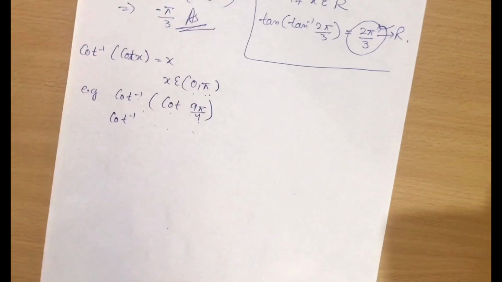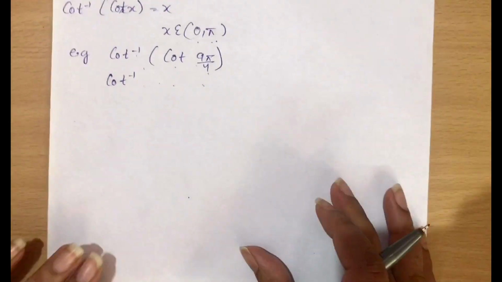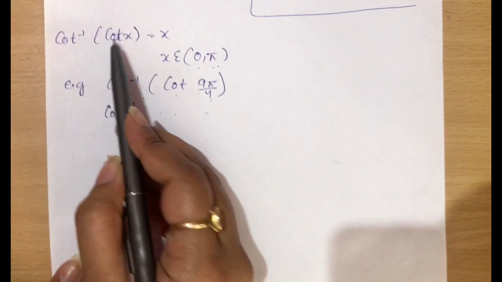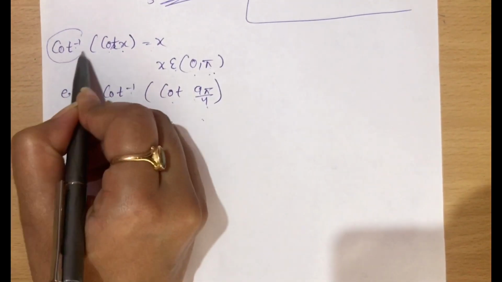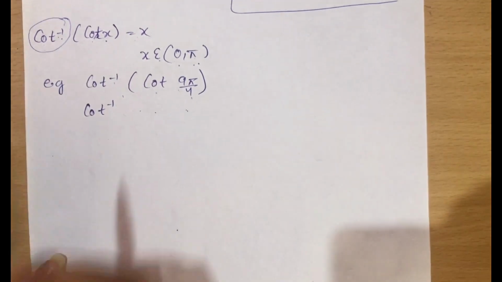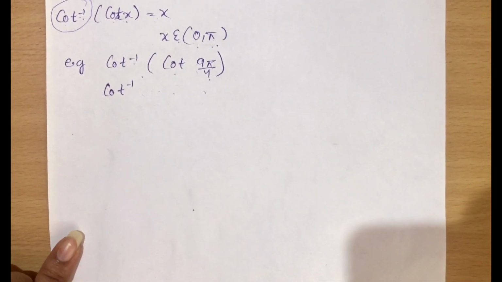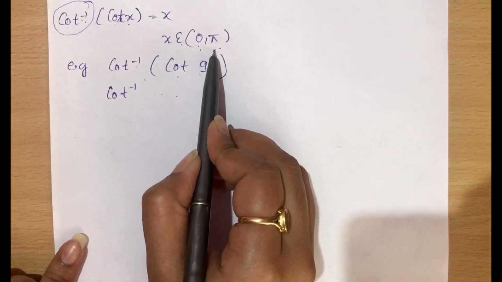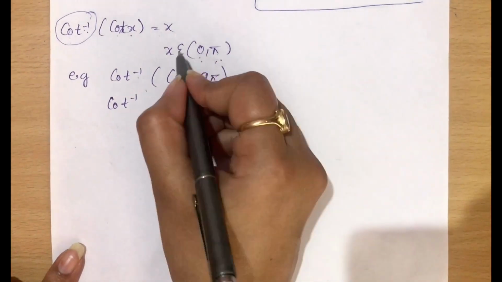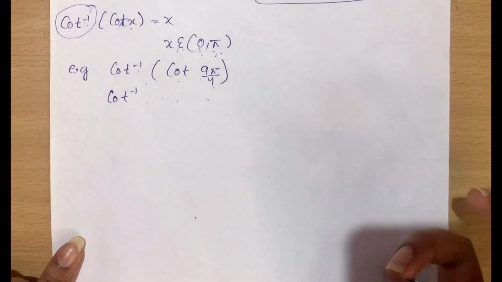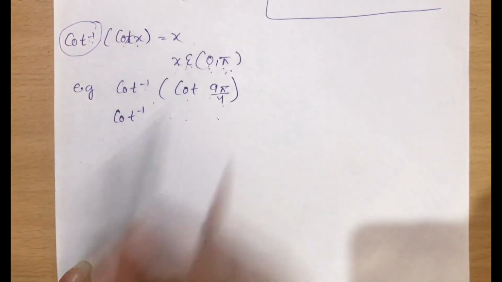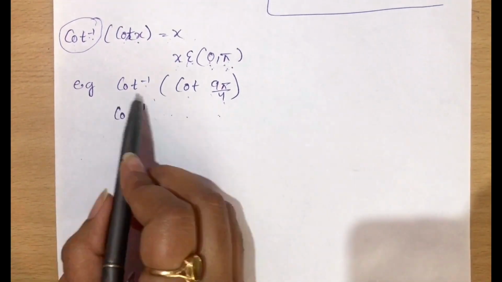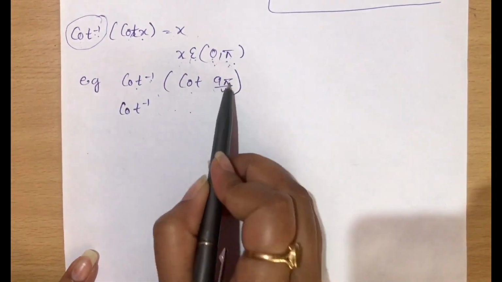Okay students, now the next property is cot inverse cot of x. Again same case, cot inverse cot of x is equal to x when this x belongs to the principal range. Okay students, and the principal range of cot inverse is what? 0 to pi. And again, what if x doesn't belong to 0 to pi? Again we will transform x in such a way that x belongs to 0 to pi.